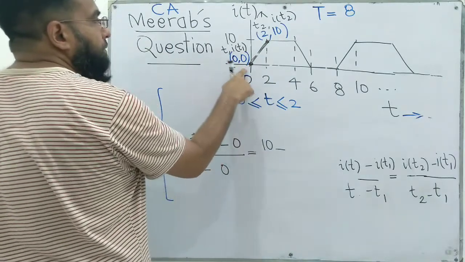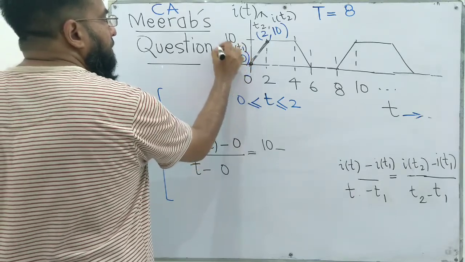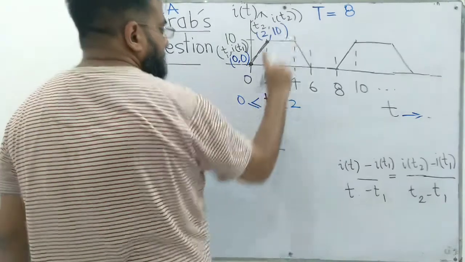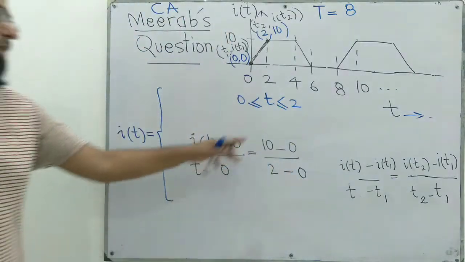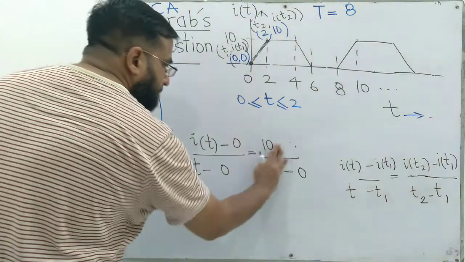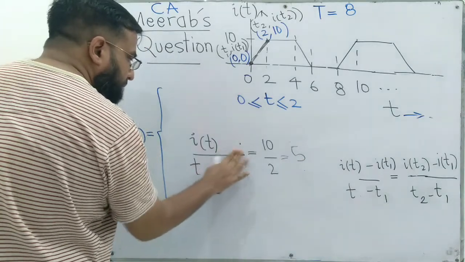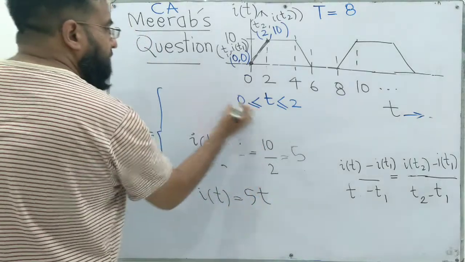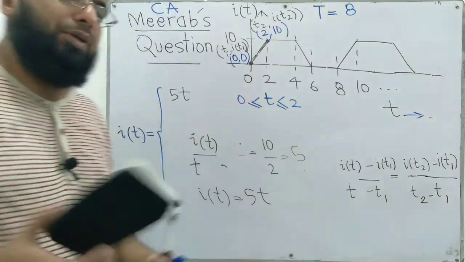The coordinates for this point are 0, 0, t1, I of t1, and the coordinates for this point are t2 and I of t2. So I of t2 is 10 minus I of t1 which is 0, over 2 minus 0, t2 minus t1. t2 is 2, t1 is 0. So this is 10 over 2, which means 5, minus 0 means nothing, and if you multiply this 5 on the other side of the equation, I of t is 5t. So from 0 to 2 the equation is 5t, and then we can square it and integrate to compute the RMS value for this segment.